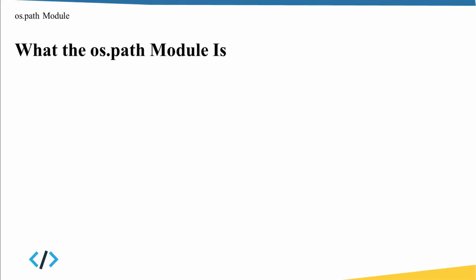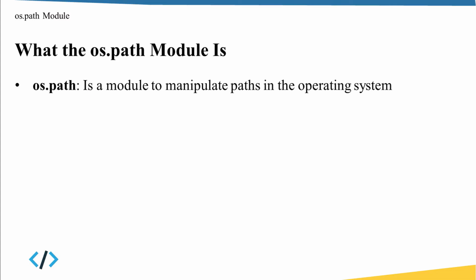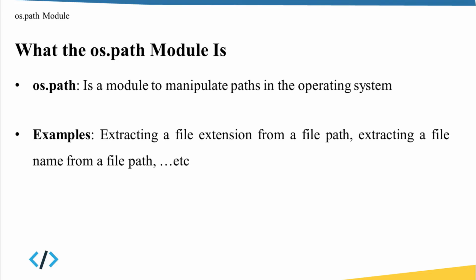First of all, let's start by defining what the os.path module is. Simply, it's a module to manipulate paths in the operating system. I mean by that, for example, extracting a file extension from a file path, extracting a file name from a file path, and so on. And this is quite important for a lot of projects that you are going to see in your practical life. Let's move directly to the PyCharm IDE to see some examples about the os.path module.